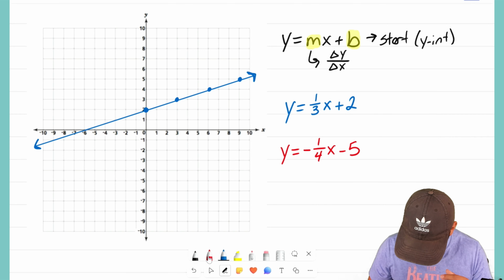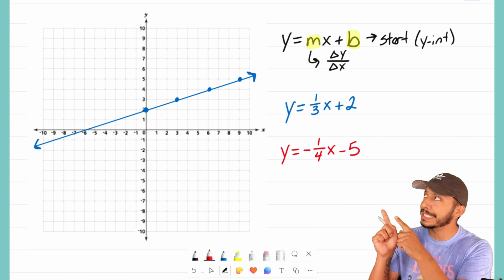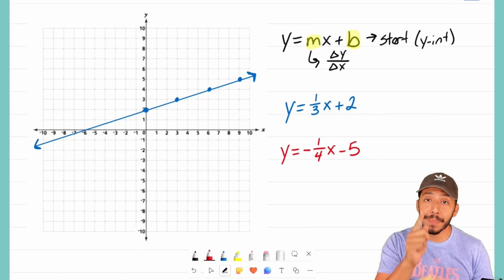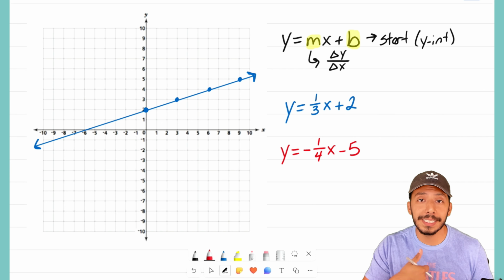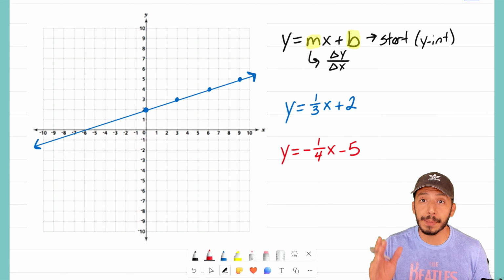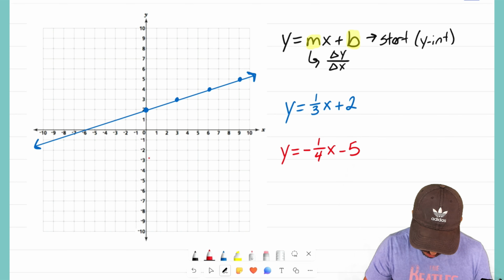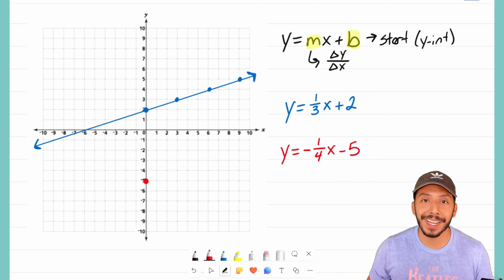All right, really, really good. Let's do the red one now. Again, looking at this equation, I have negative 1/4 x minus 5. The minus 5 is our y-intercept, where it crosses the y-axis. So I'm going to go down 1, 2, 3, 4, 5. There is negative 5 right there, putting my point.